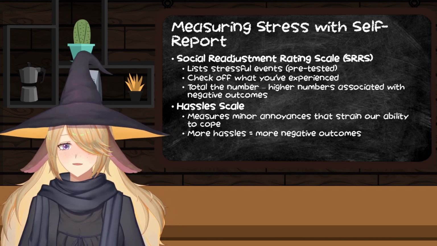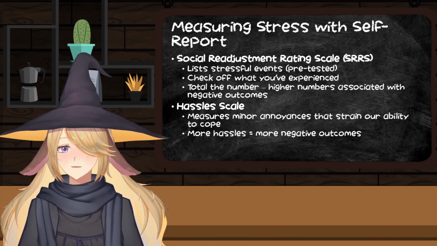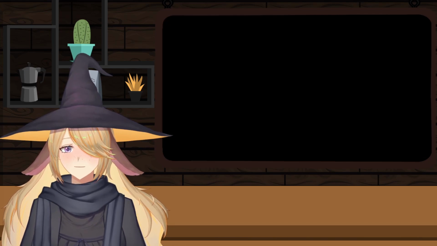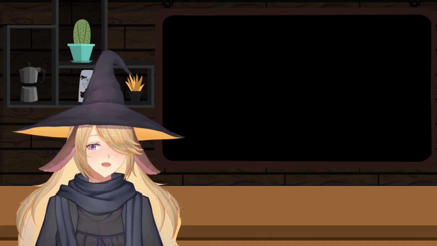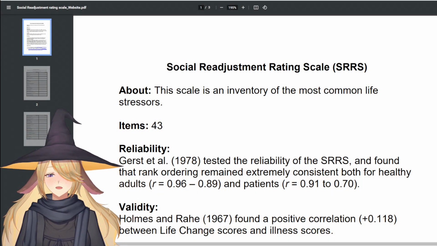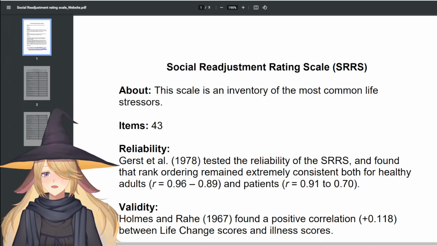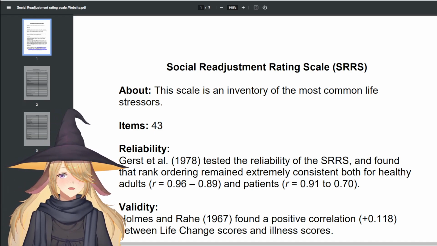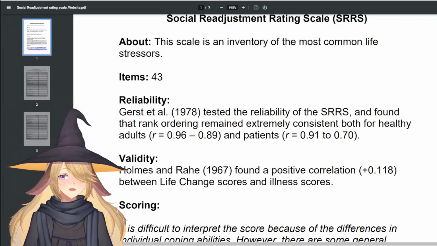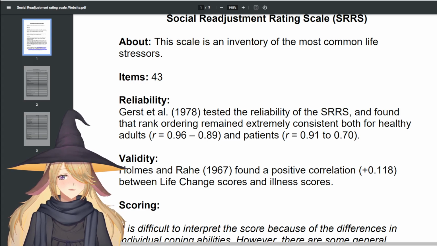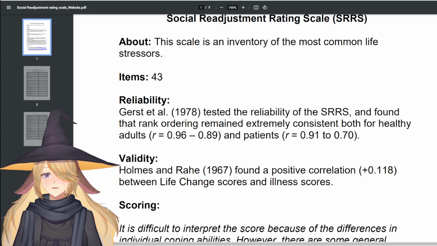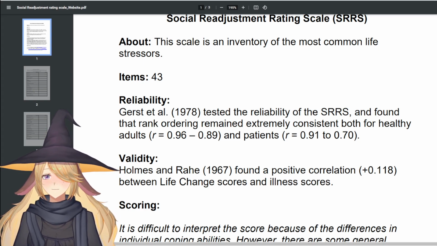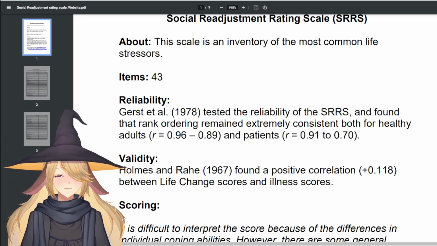So let's take a look at this actually. Let's go over. And we're here. All right. Here is the actual Social Readjustment Rating Scale. It's a 43-item measure. Its reliability, as you can see, it was validated back in 1967. Found a positive correlation between life change scores and illness, so people were rating their own health. They looked at, okay, as stress goes up, is there a correlation with health scores? And yeah, turns out there is. It's a relatively small correlation, but it's there.